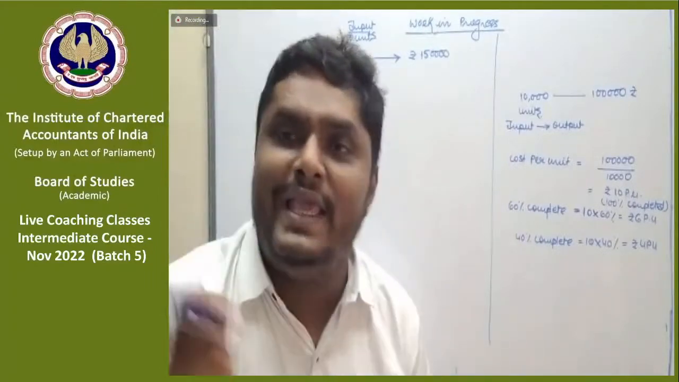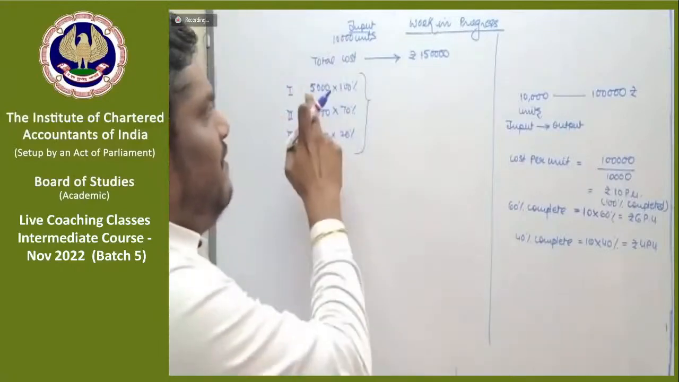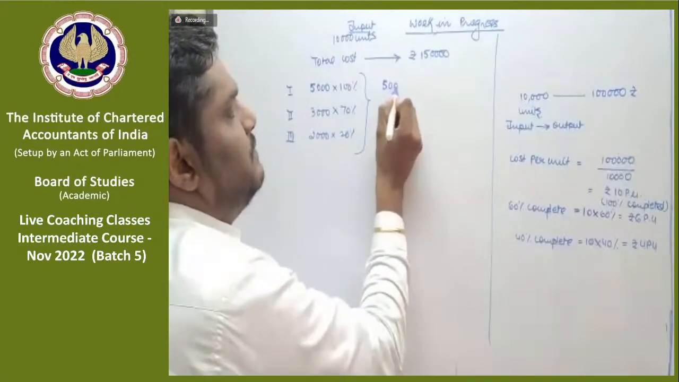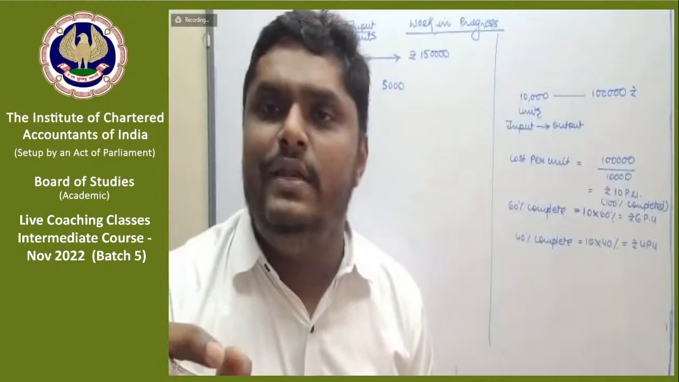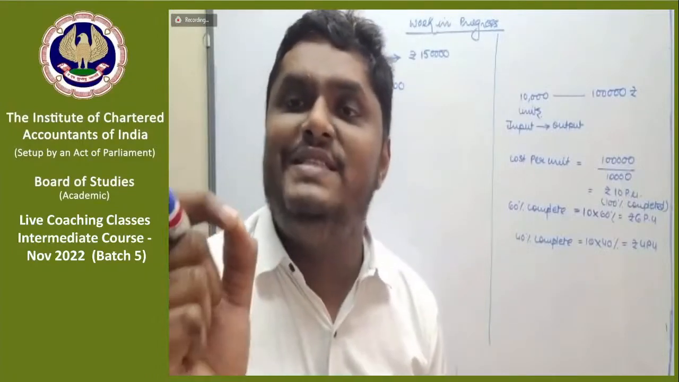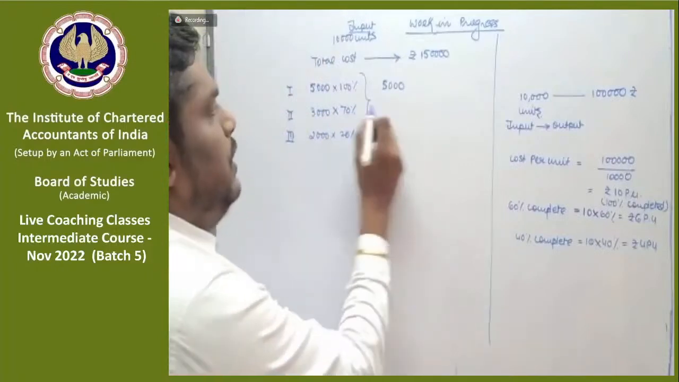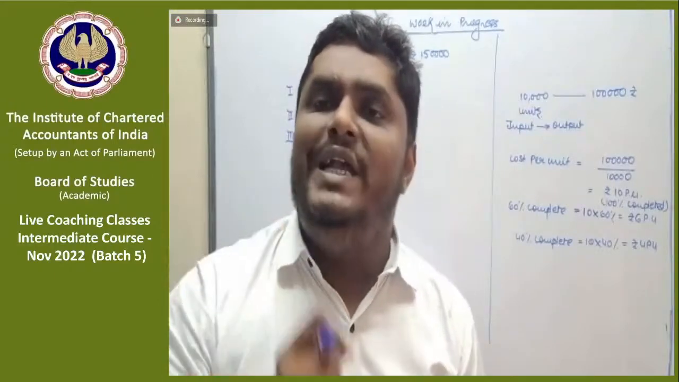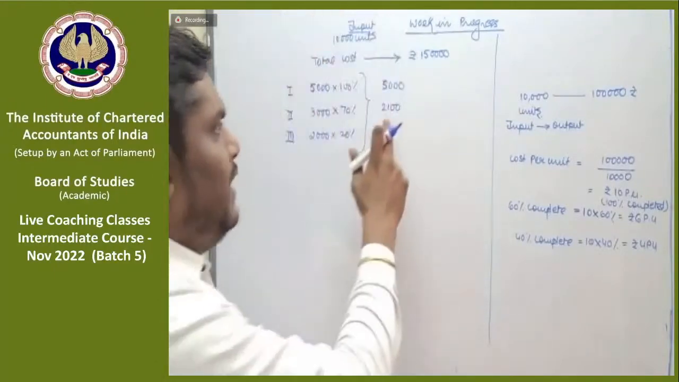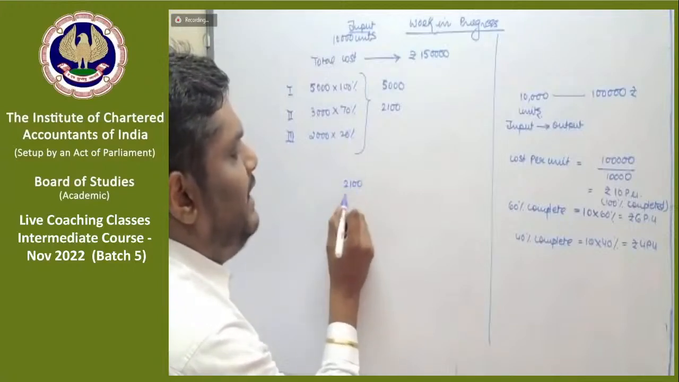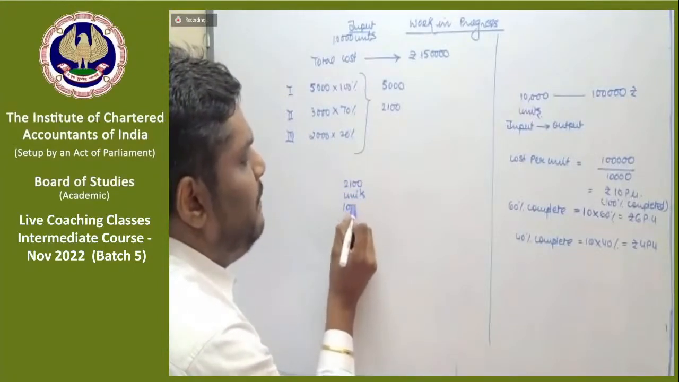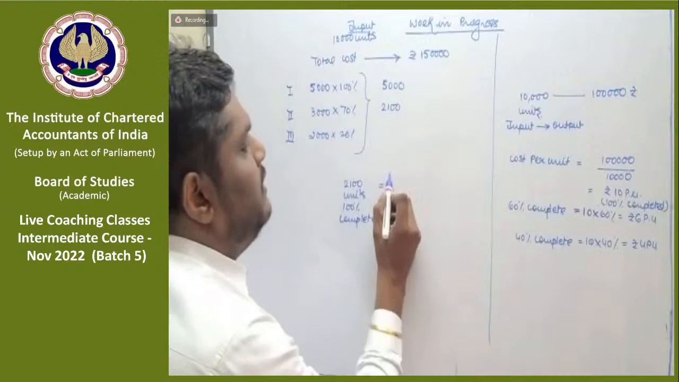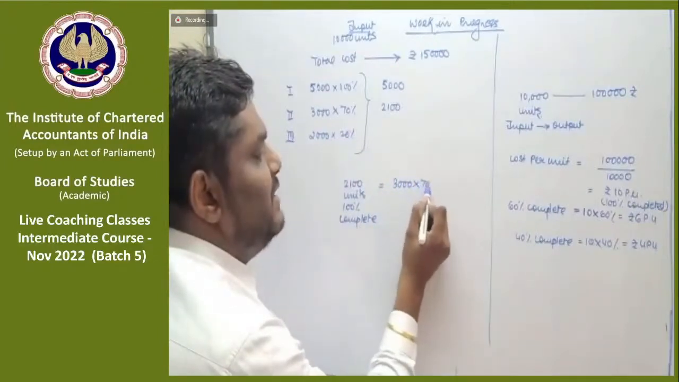wherein we'll calculate the equivalent number of units. How come 5,000 units, they are 100% complete, so we can say it is 5,000 units. 3,000 units that are 70% complete, we can say the equivalent number of units will be how much? 2,100. Now what does this 2,100 mean? It means whatever the cost that is incurred for 2,100 units that are 100% complete will be equal to 3,000 units which are 70% complete.